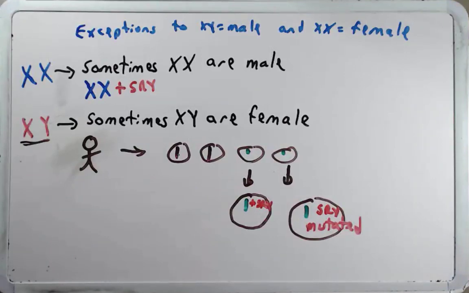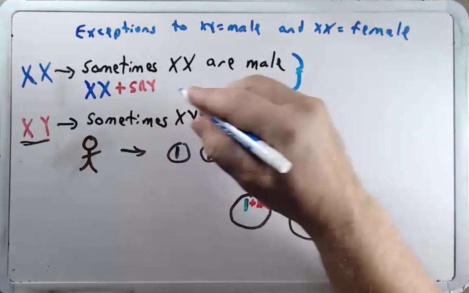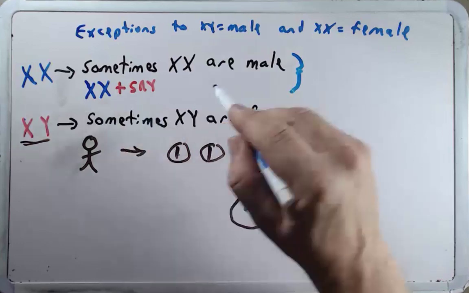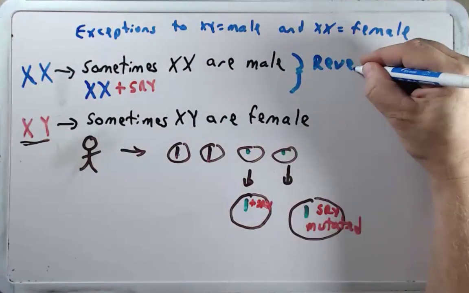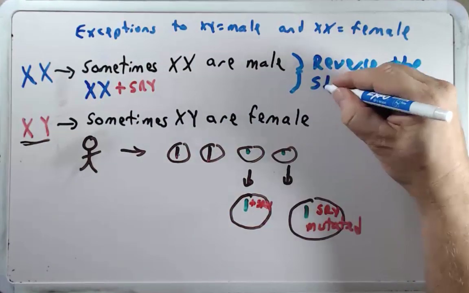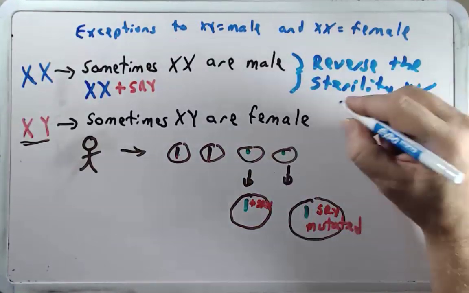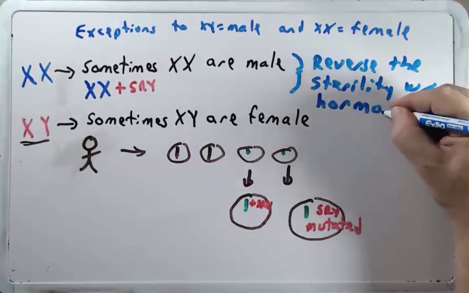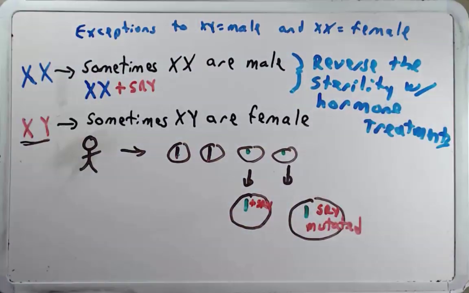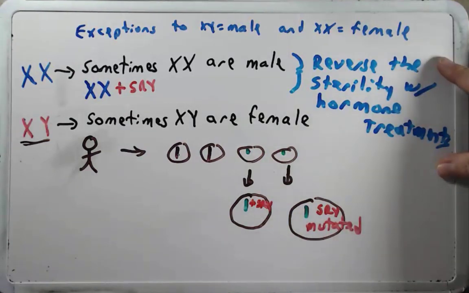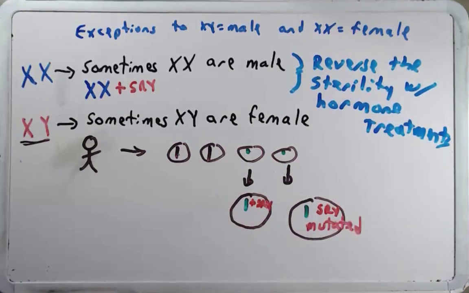And there's very little that they can do to reverse that. I didn't mention it before, but if you catch it early enough with an XX male, you can reverse the sterility with hormone treatments. However, even with this, like I said, you have to do this early before puberty, and it has a fairly low rate of success. Okay, let's move on to the other 2 examples of XY female.